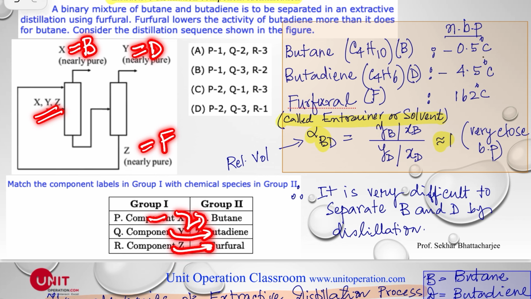So as we can see, P is equal to 1, Q is equal to 2, and R is equal to 3. So A is the correct option.